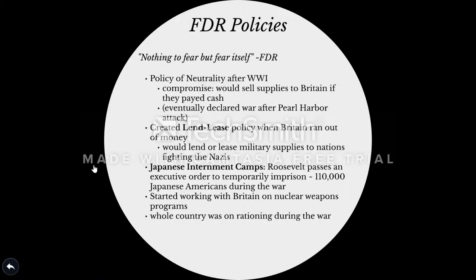FDR was elected for his 3rd term on November 5th, 1940, and he went into this 3rd term promising America that he would stay out of the war. Now, obviously that did not happen because of the Pearl Harbor attack by the Japanese, but at the beginning of his term, he did stick with the promise of neutrality.